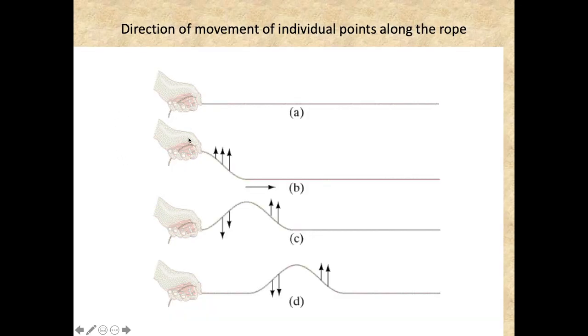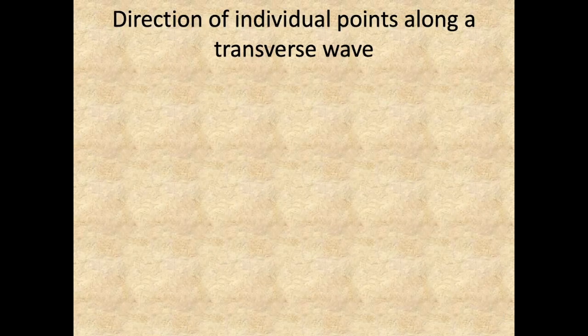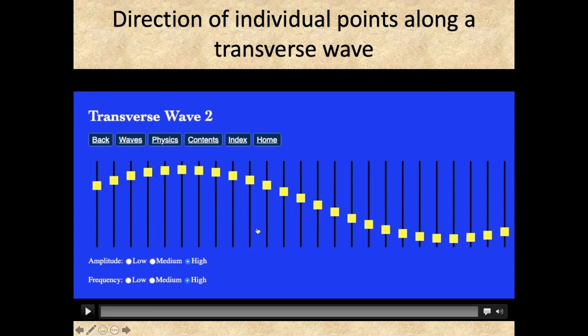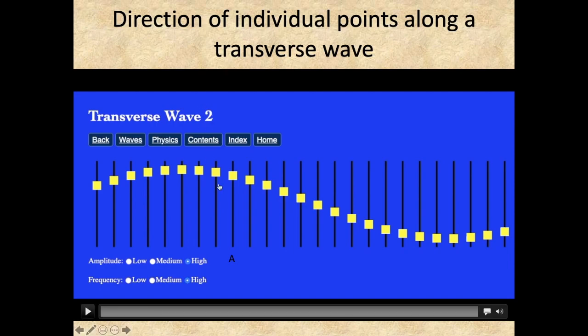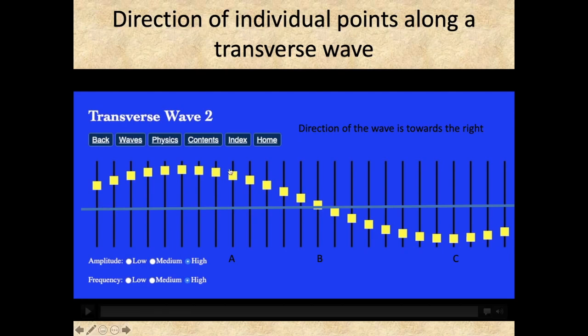Now, if you're creating a wave by moving the string up and down and the wave is moving forward, as I said, the particles are moving vertically in oscillation. But how can we tell instantaneously which direction each particle is moving during an instant? So I'll go back to this simulation, but now I'm going to label some points. That would be particle A, particle B, particle C. This is the equilibrium position.